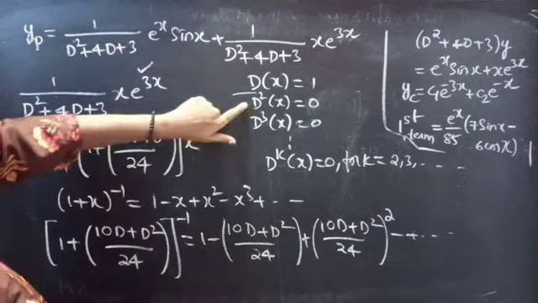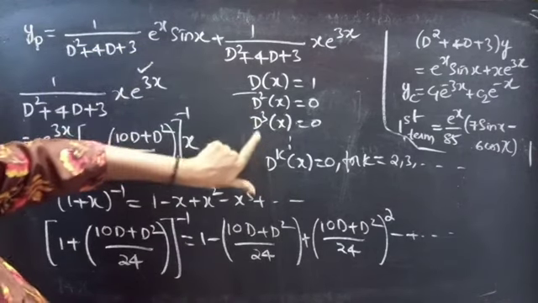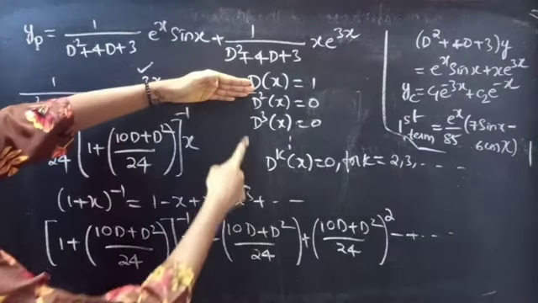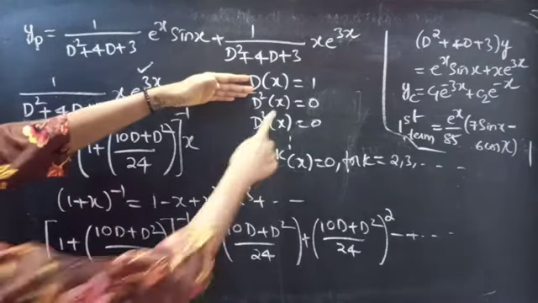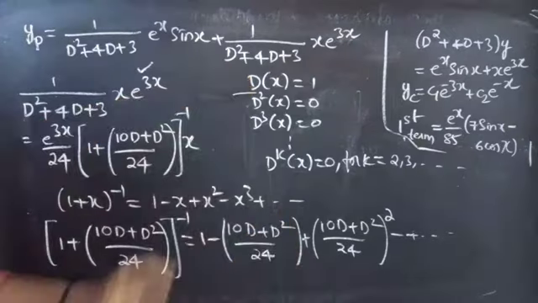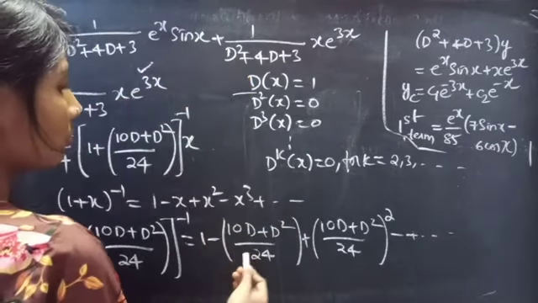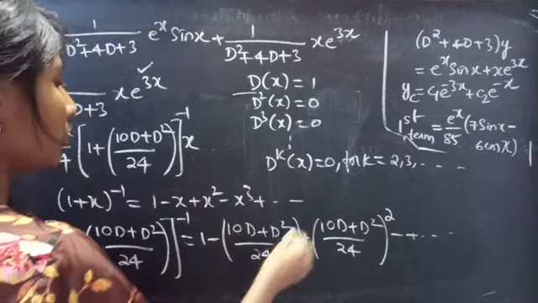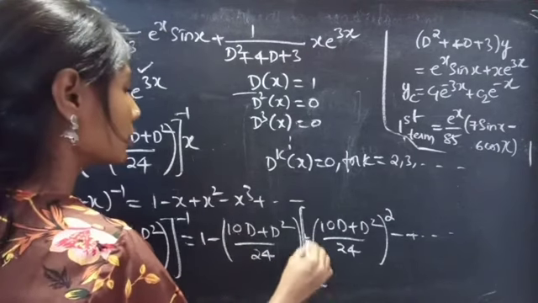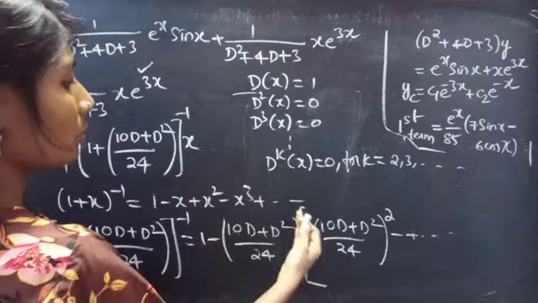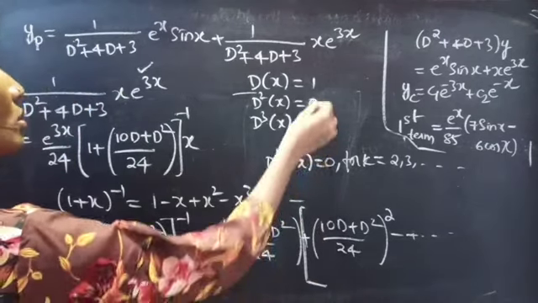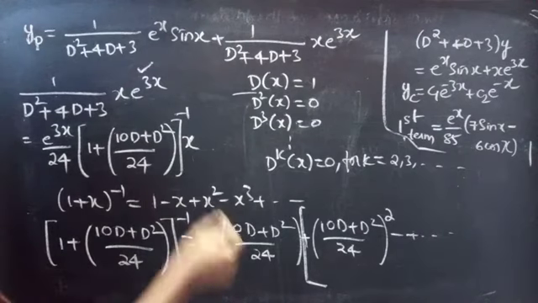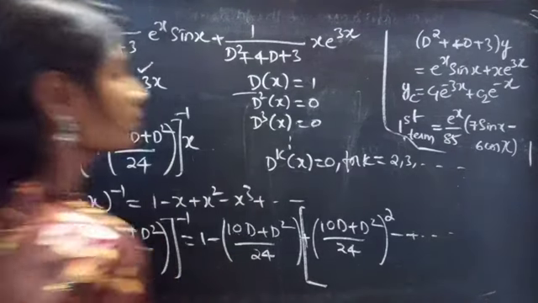We know that the derivative d square of x is 0, d cube of x is 0, and higher derivatives from d square are 0, right? Higher derivatives of x from d square are 0. So we'll get derivative value only till 10d, right? And it's clear that the higher derivatives from here will become 0. What I mean is the higher derivatives of x from here become 0.